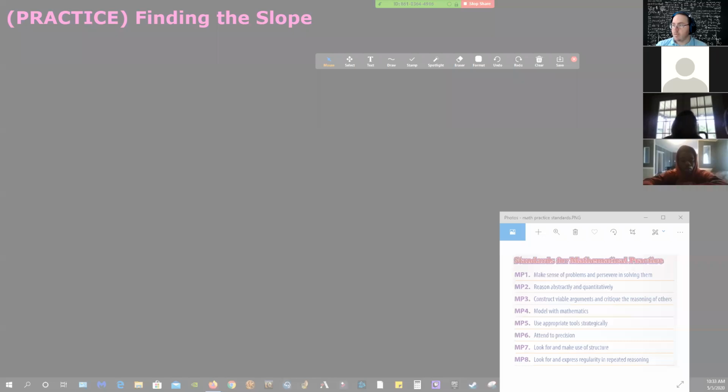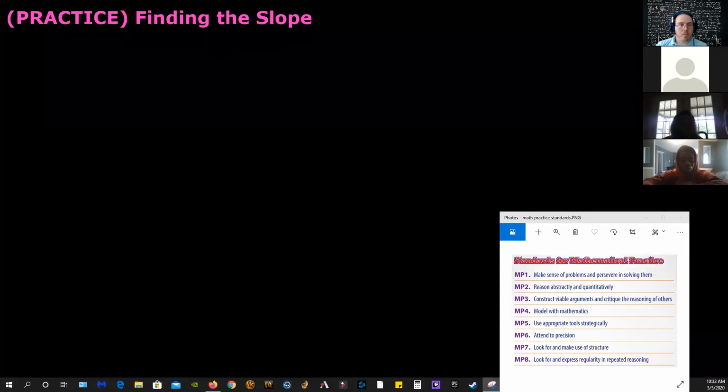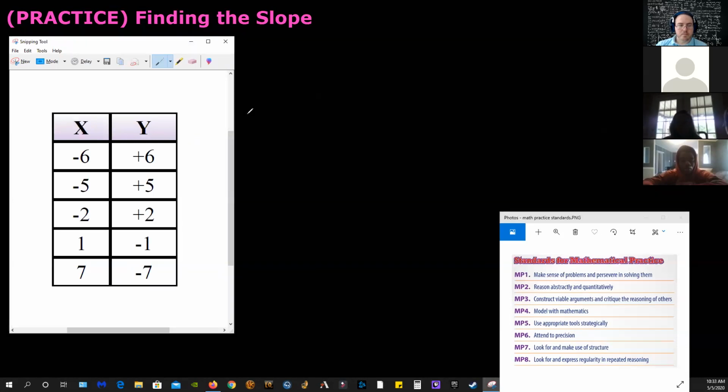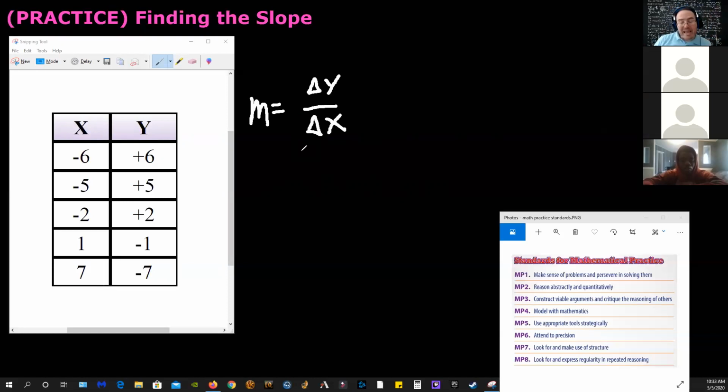All right, let's look at this table. So we're trying to find the slope. We know that the slope is found by getting the change in y over the change in x. However, you have to be a creative little math student here, and you actually have to be the one that picks which coordinates you use. No one's going to tell you which ones to use. You have to be the one that picks them.